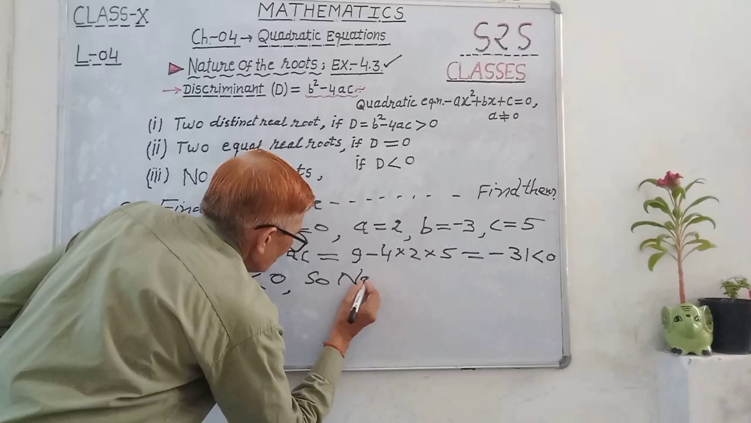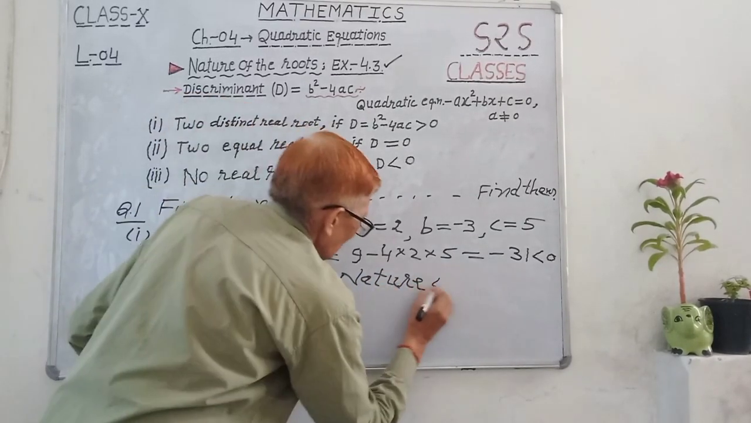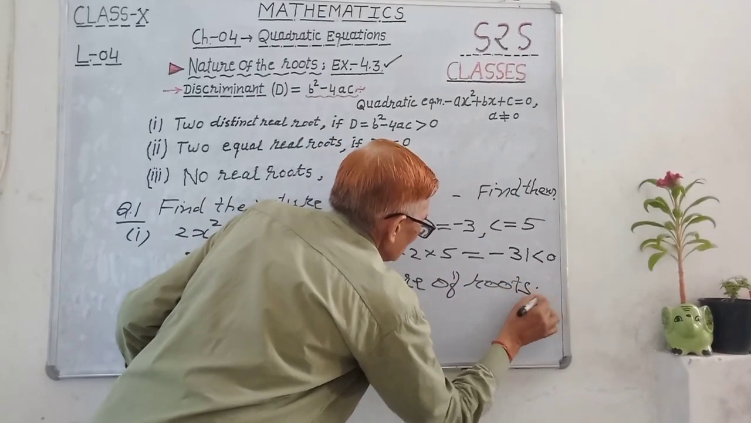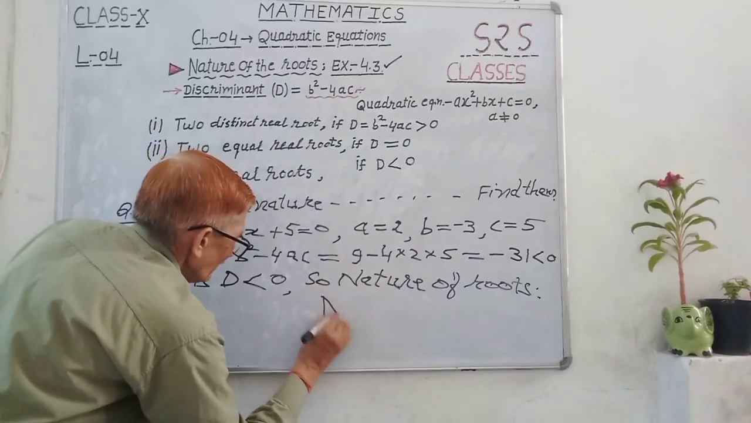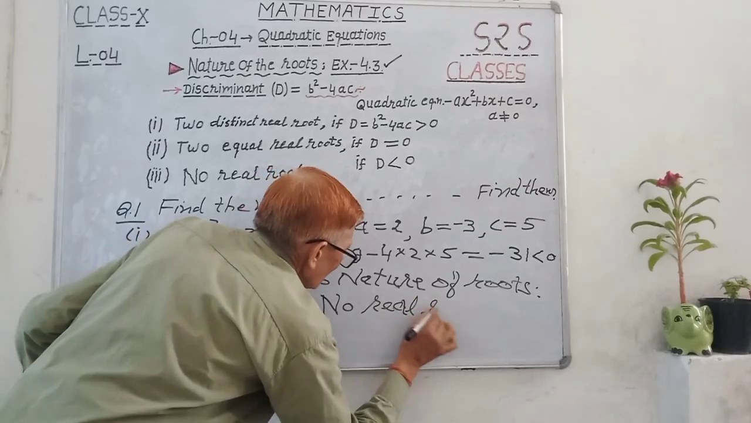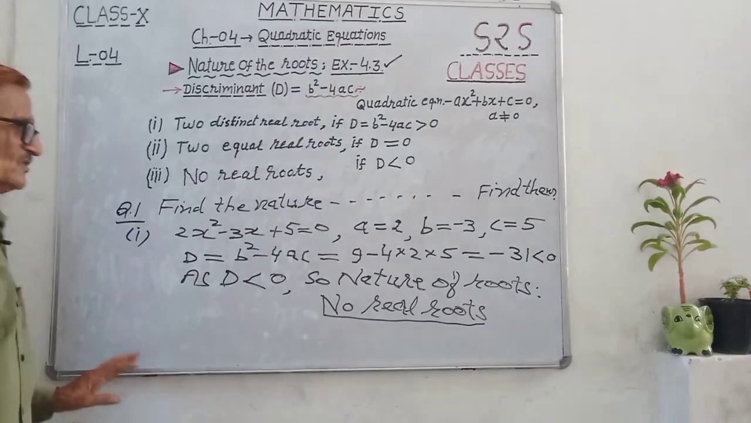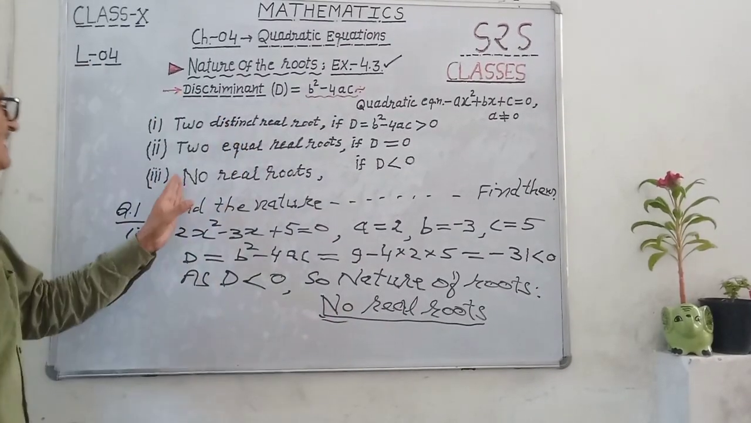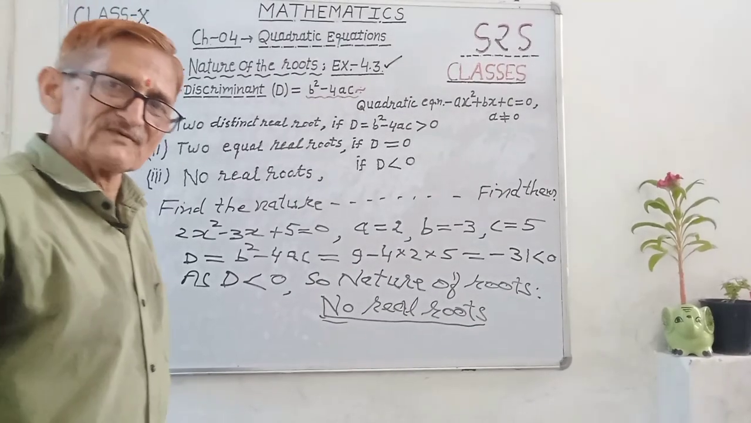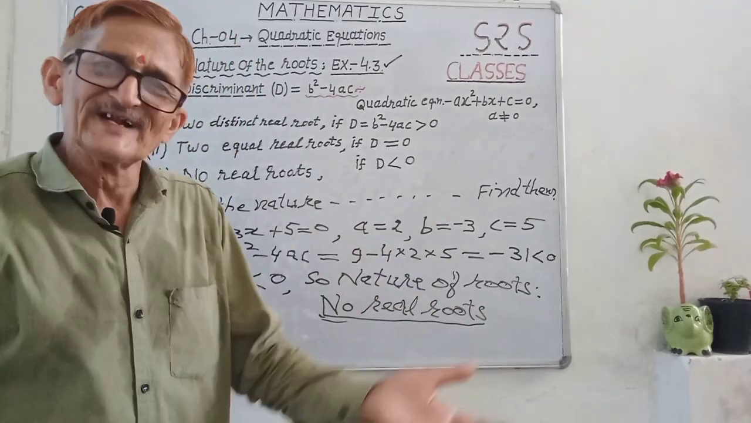So the nature of roots we should write as no real roots. This we should write as the nature, because the question asks to find the nature of the roots of the following quadratic equation. If roots exist, that means in the first and second case, then find them.